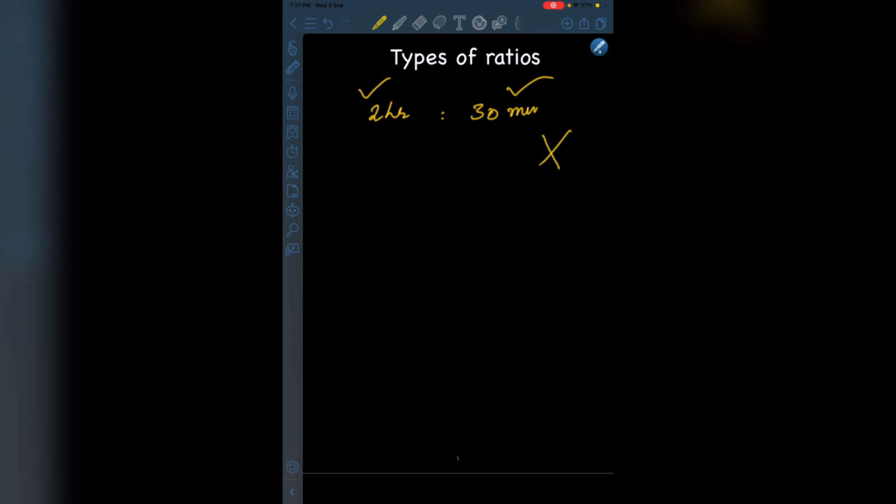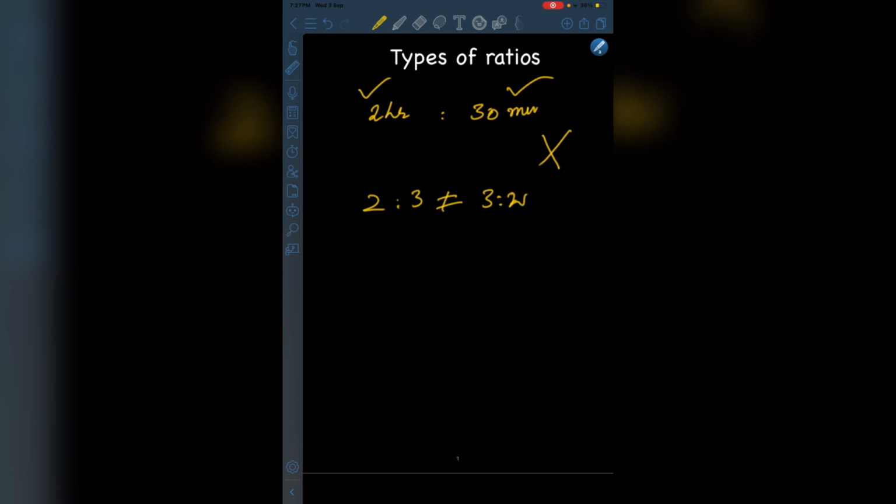Number 2, forgetting order. For example, 2:3 is not the same as 3:2, right? And number 3 is not simplifying ratios.